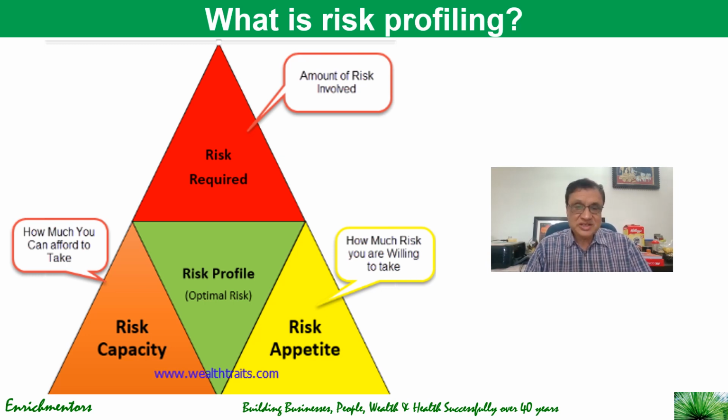Second is the risk required to make the return that you want. You want to make a high return, but you are not willing to take the high risk. So that is the amount of risk required. And the risk appetite is how much risk you are willing to take. Those are the three elements, and combined, they determine and become your risk profile.